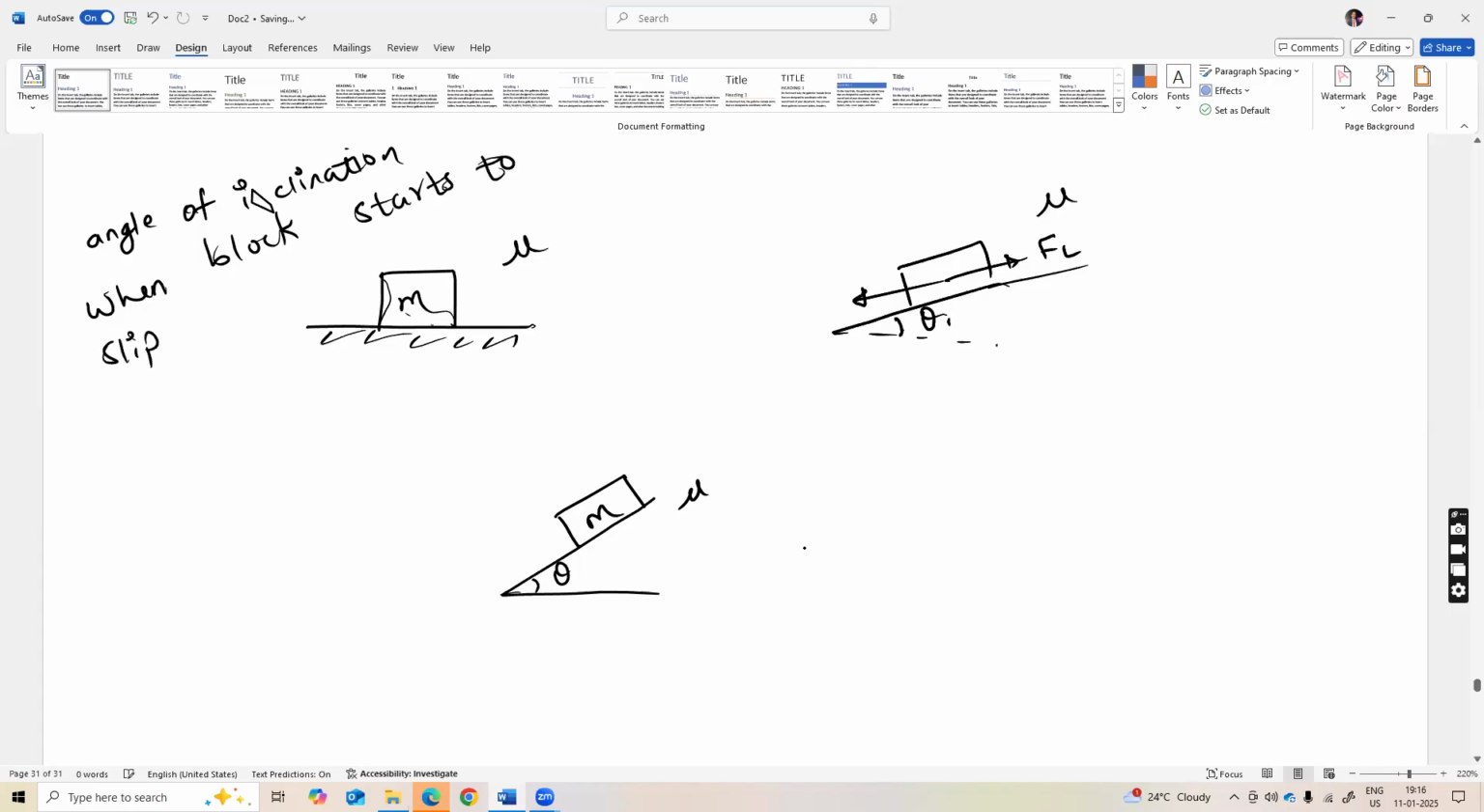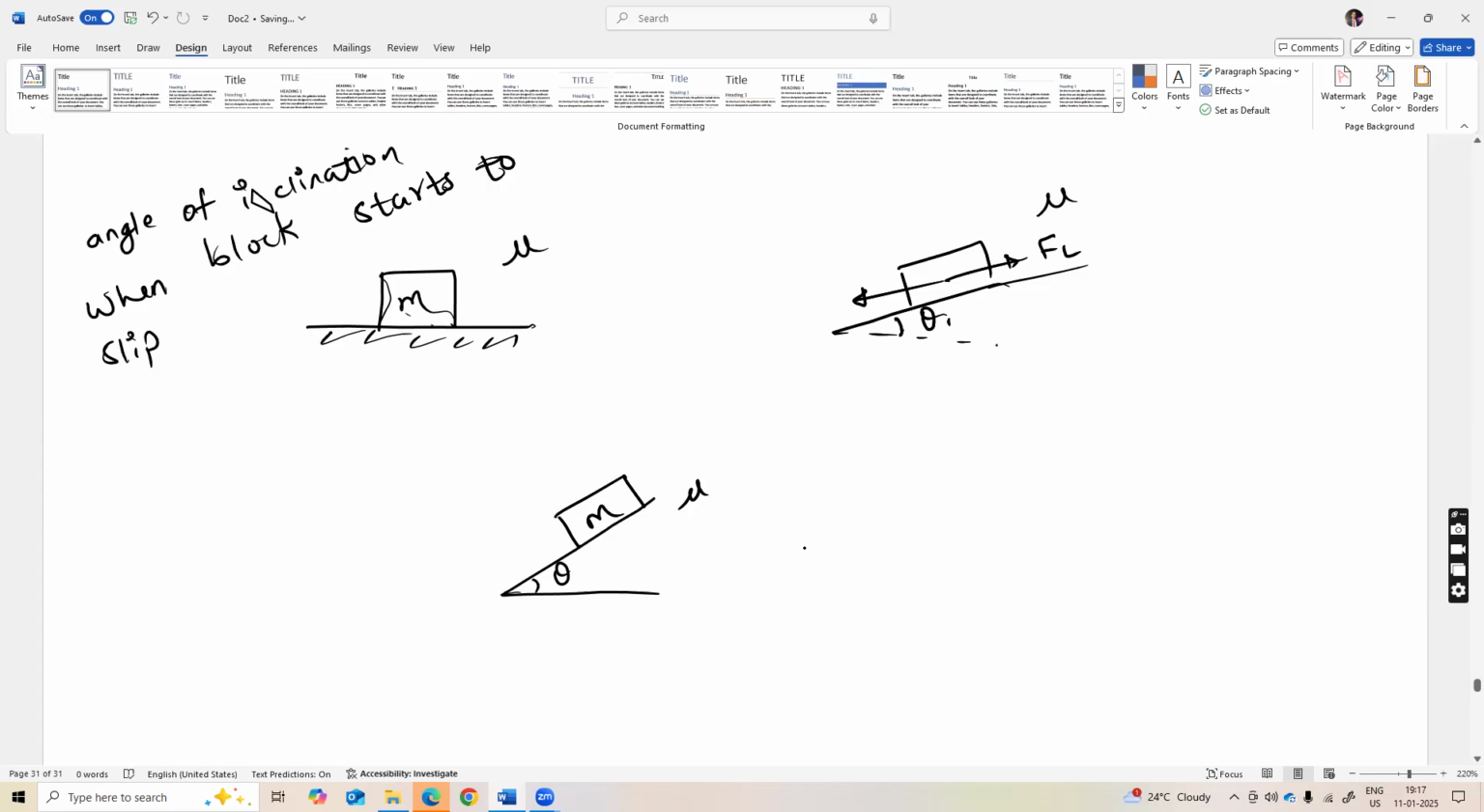You understood its definition? No, sir. Actually, no. Okay, so see, this block is on the ground and the coefficient of friction is mu. So unless you apply any force, it will not move, right? It will remain as it is. Is it clear till now?